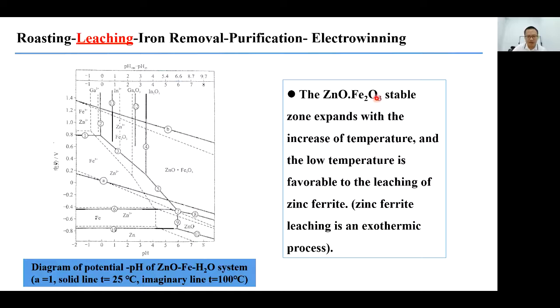The zinc ferrite stable zone expands when we are increasing temperature, and low temperature is favorable to leaching the zinc ferrite. But this is thermodynamically. If we are doing the zinc ferrite leaching in industry, high temperature will be required because of kinetic requirements. But thermodynamic analysis told us that the leaching of zinc ferrite is an exothermic process.